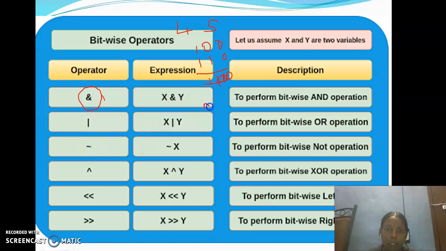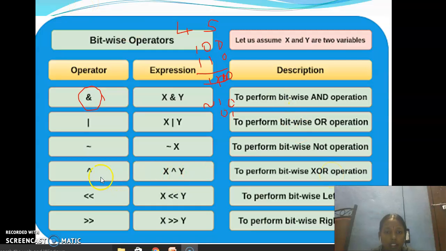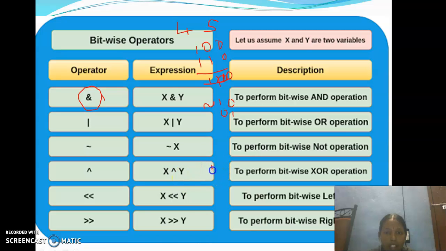Now, complement. Complement is nothing but what? 1 becomes 0, 0 becomes 1. Next, bitwise XOR operation. XOR operation is nothing but what? For example, x contains 1, y contains 1, and x contains 0, and y also contains 0.